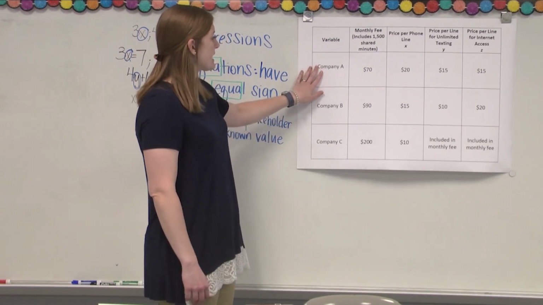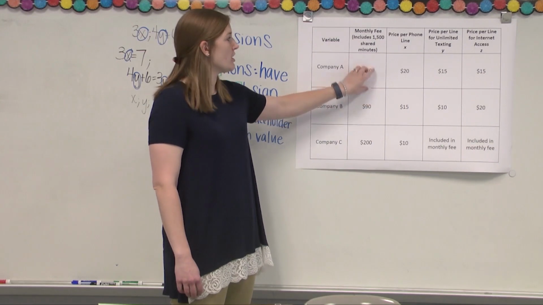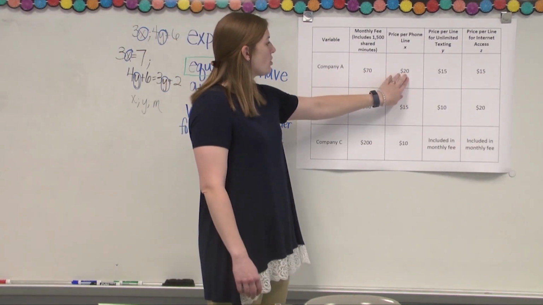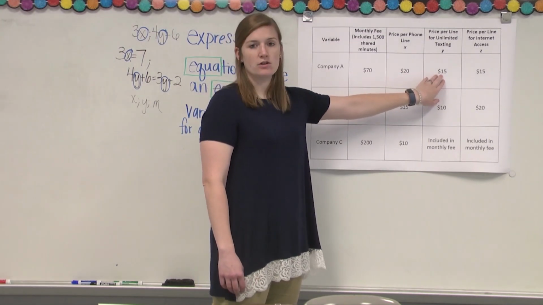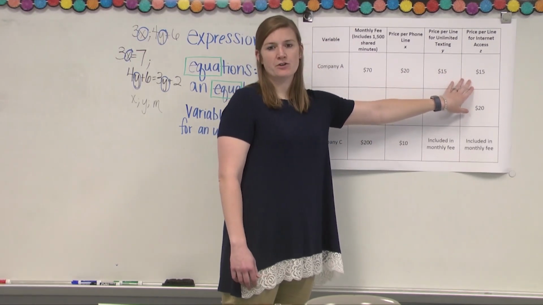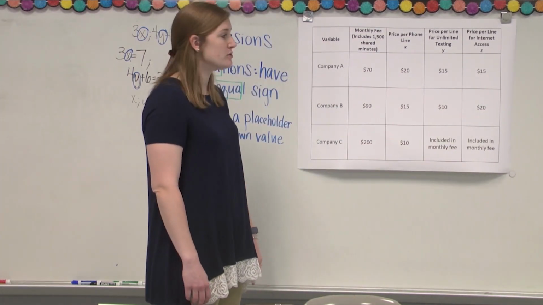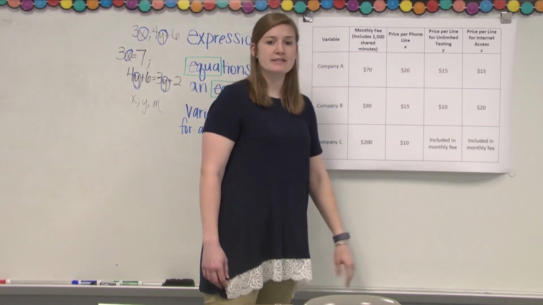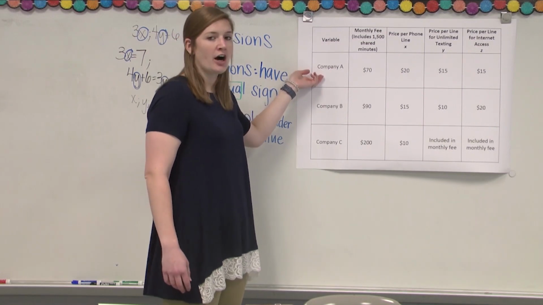Let's take a look at Company A. Company A charges $70 as the monthly fee for the 1,500 shared minutes. Company A also charges $20 per phone line, $15 per line for unlimited texting, and $15 per line for internet access. Your job is to write an expression using these variables X, Y, and Z to represent what Company A will charge. Again, it's an expression, not an equation.